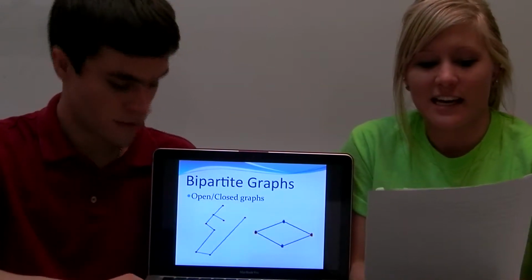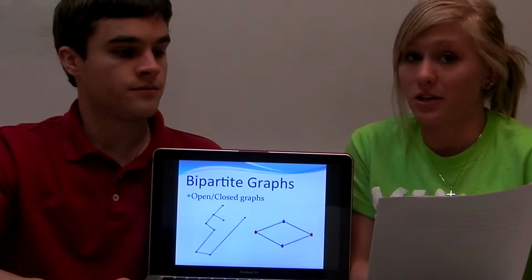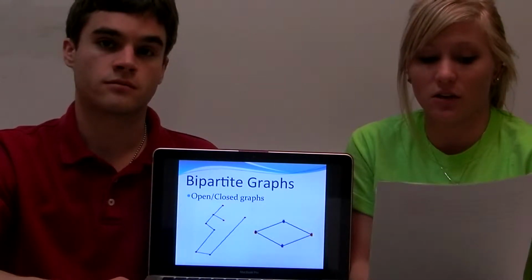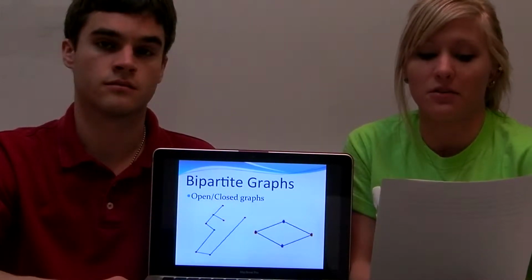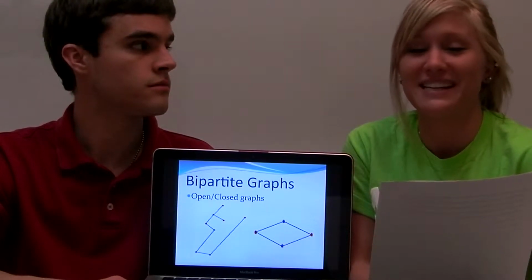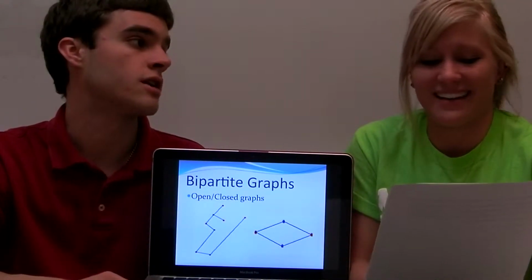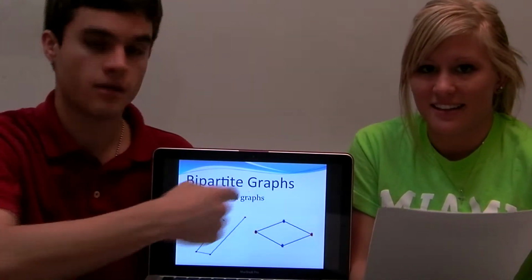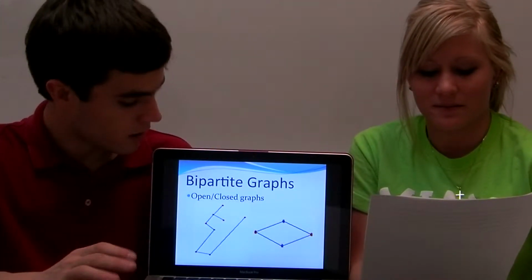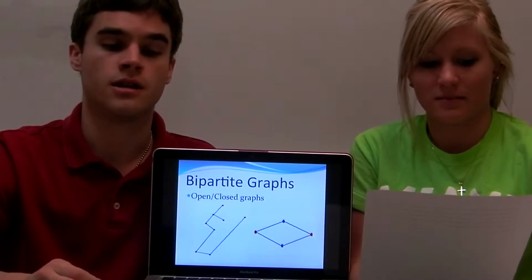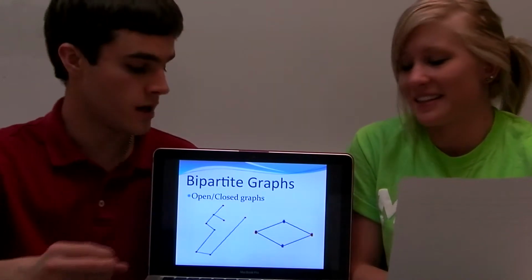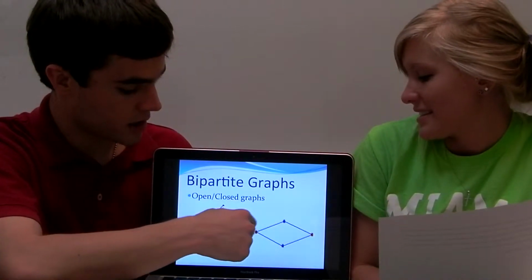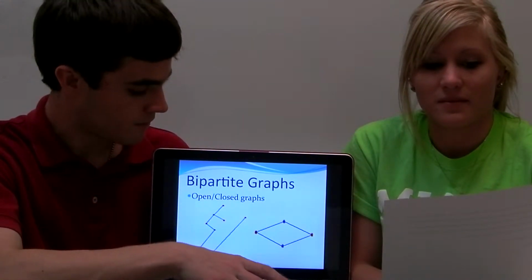They always end up looking like a star like this, since there can only be one point of the first set. Bipartite graphs can either be open or closed, meaning they can potentially contain loops, as long as the loops are of an even number of points. As we talked about earlier, if it's odd, it wouldn't be bipartite, but as long as they're even, like this diamond here, it can be bipartite. Also, it could be either closed or open, or both. It could have a closed section and an open section off to the side.